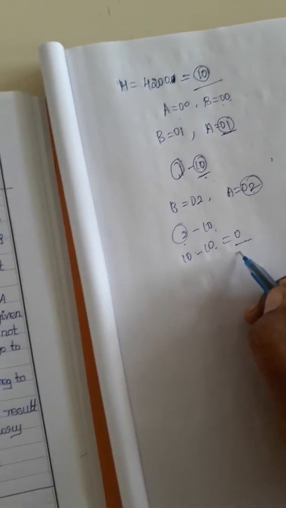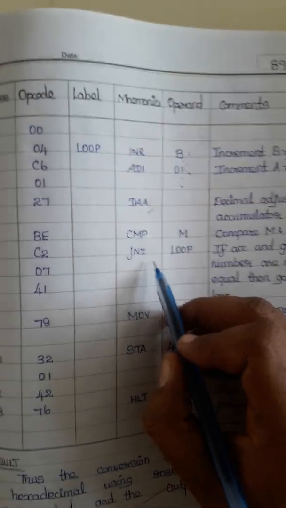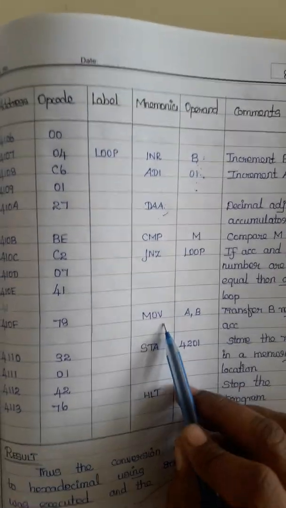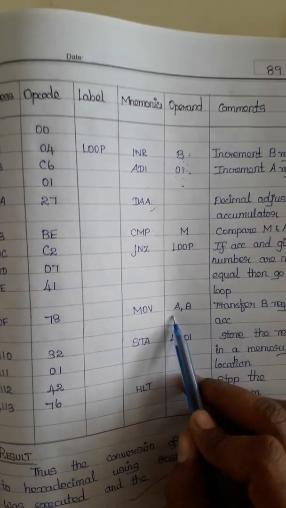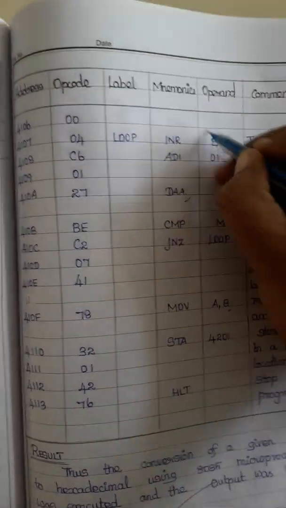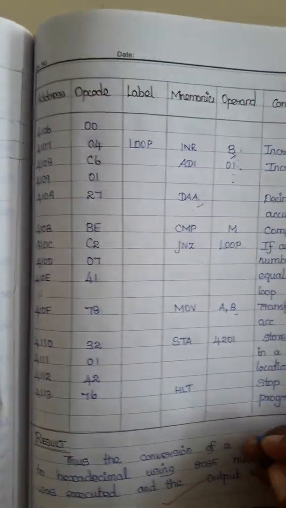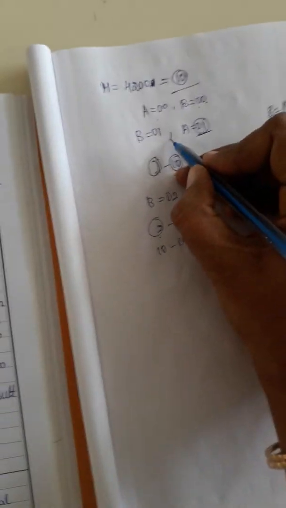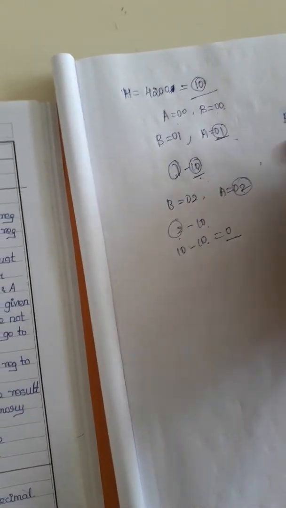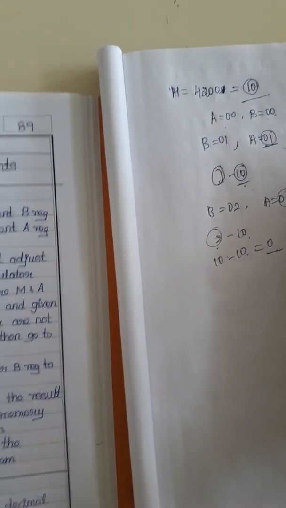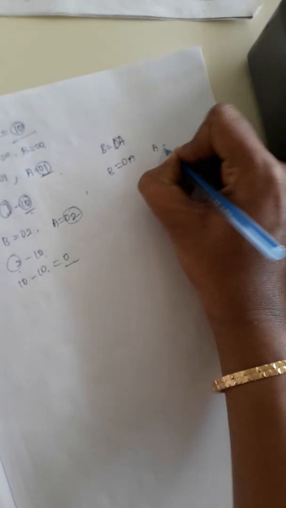are compared. After that, the result 0 will be stored in the accumulator, and then the zero flag will be set. If the zero flag is set, the B register data will be moved to the accumulator. Now the B register contains the equivalent hexadecimal value. So after every increment, the B register and accumulator contain the same value. After 9, B contains 0A and A also contains 0A.